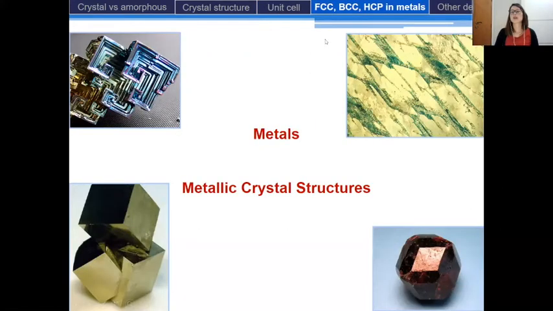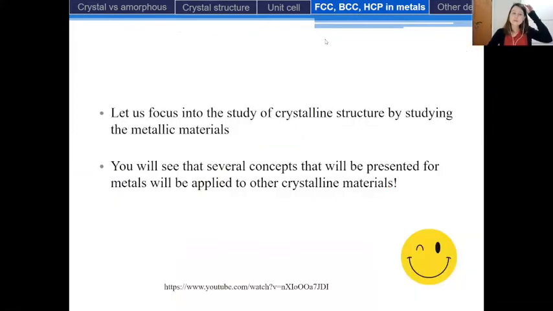So now let's focus on metals and their crystalline structure, since they are the first class of materials that we are going to study, because they present simpler crystalline structure. And so that's why we are going to focus first on this kind of materials. And you will see that several concepts that will be presented for metals will be applied to other crystalline materials.